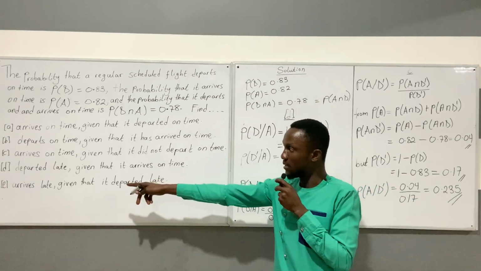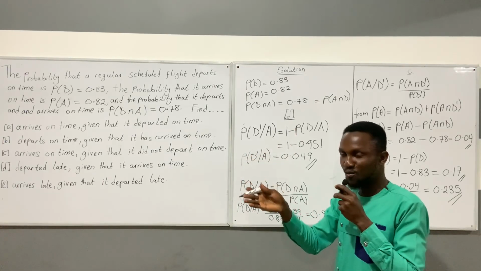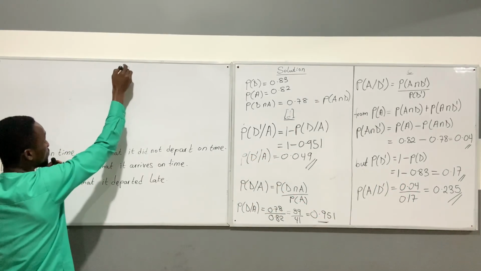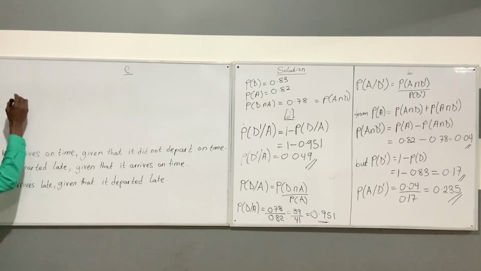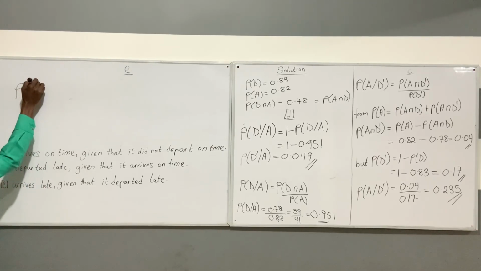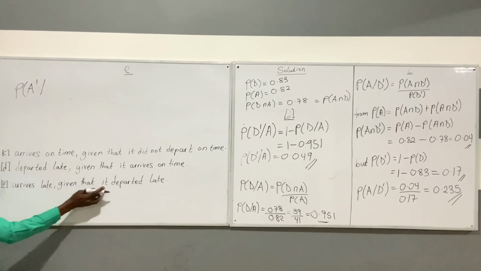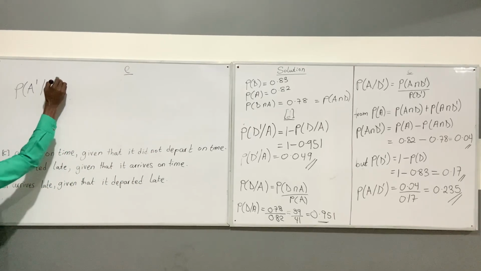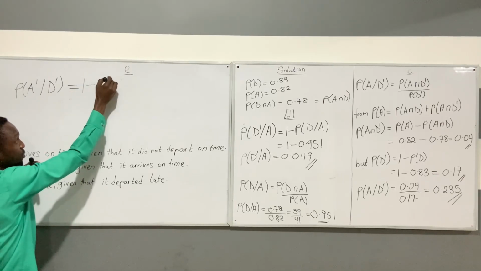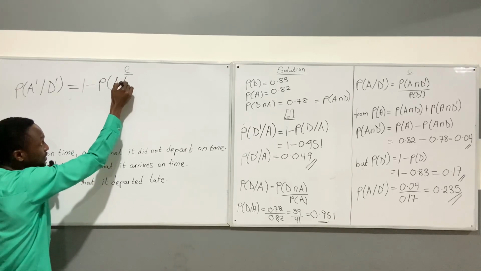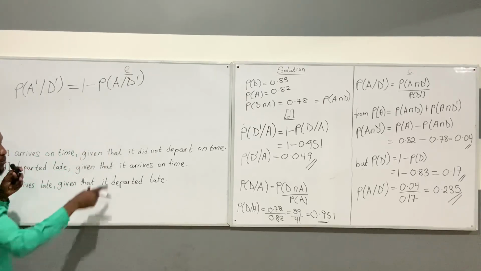It said it arrives late given that it departed late. Now we are talking about two complements together, A complement and D complement. If I want to find for E, then that one also has a formula. Listen, it said arrives late. So P of A complement means it arrives late. A means it arrived early. Given that it departed what? Late. So the shortcut for this is also going to give us 1 minus the probability that it arrives early given that it departed late. So this is going to be P of A given D complement.